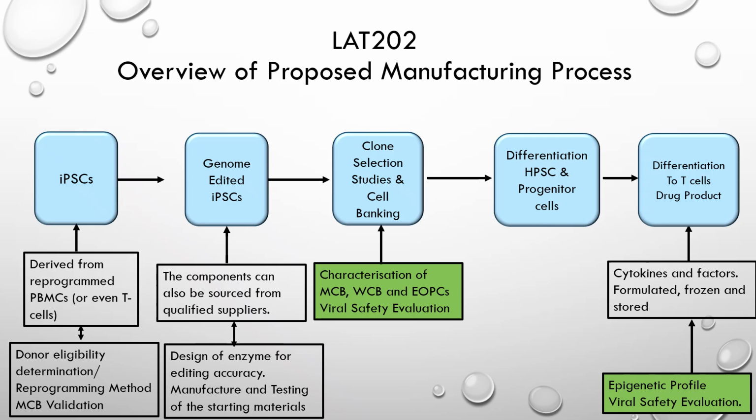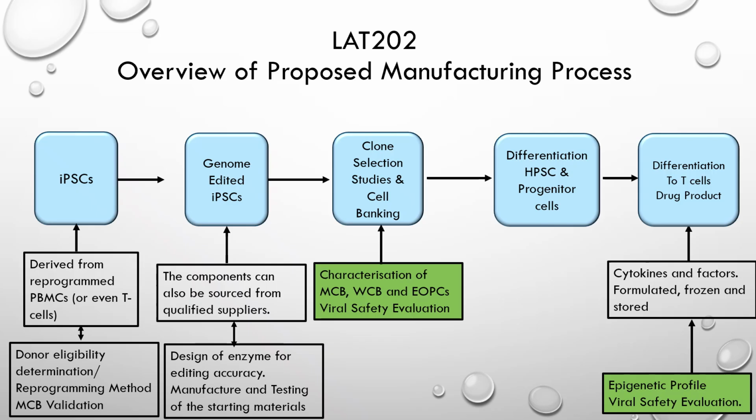Your gene editing components could be sourced from qualified suppliers. You need to have rigorous third-party agreements in place for that. The design of the enzyme is important for editing accuracy, and you have to provide the information that you would provide for a drug substance for these genome editing components in your presentation of your dossier.